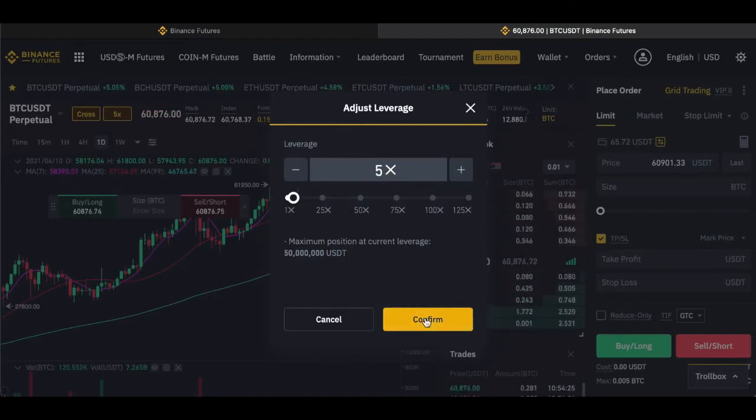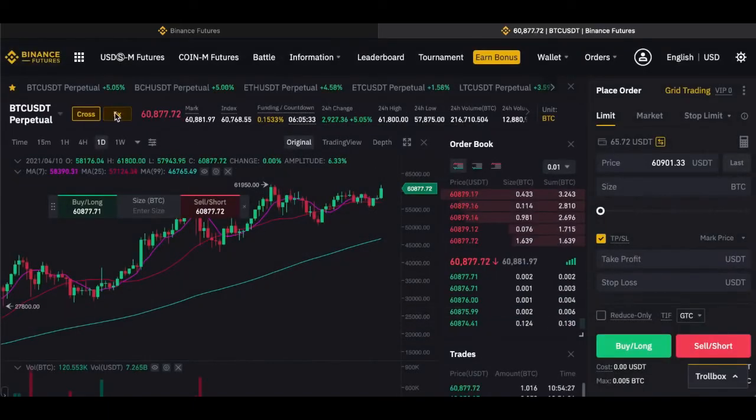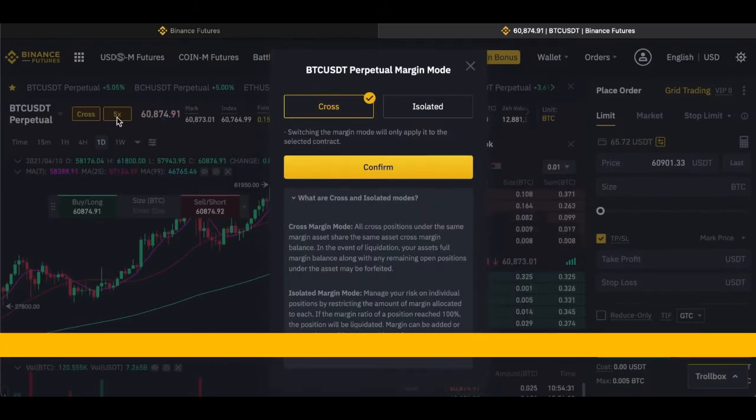You do not have to trade with leverage. Like I said, you can trade at 1x if you're just getting started. Now coming to cross, you can either choose cross or isolated margin.